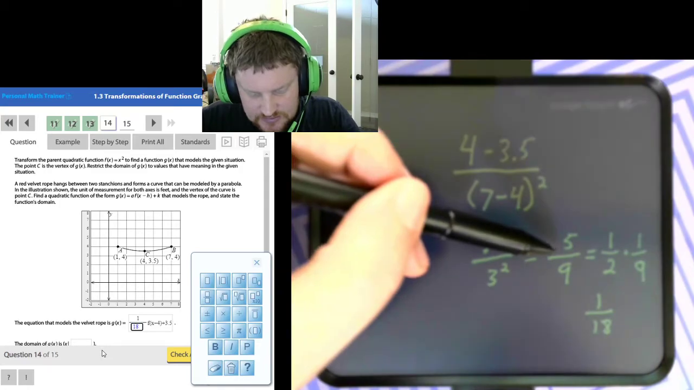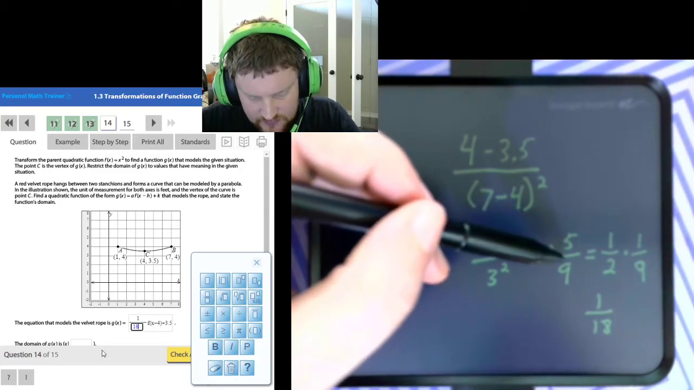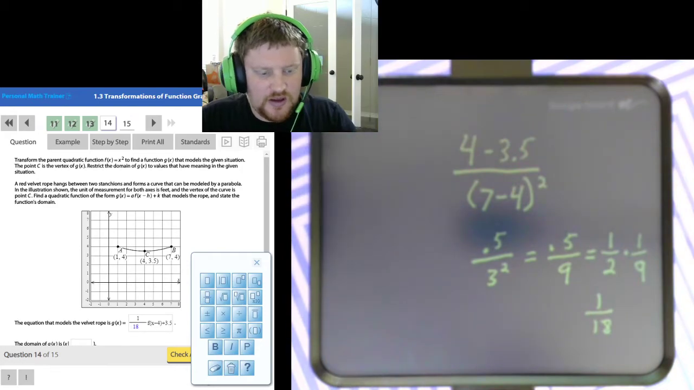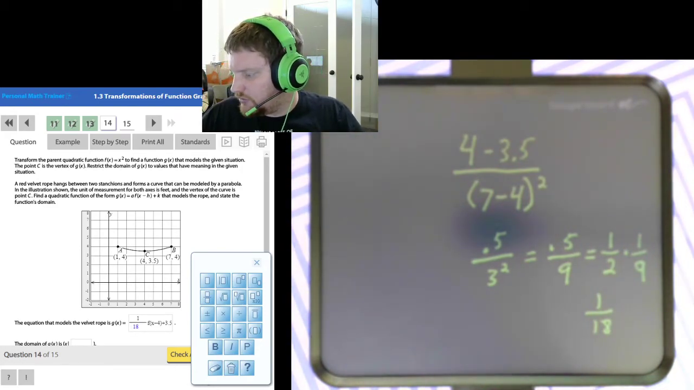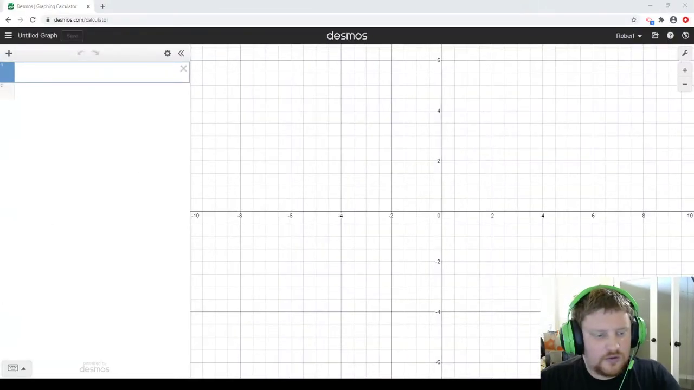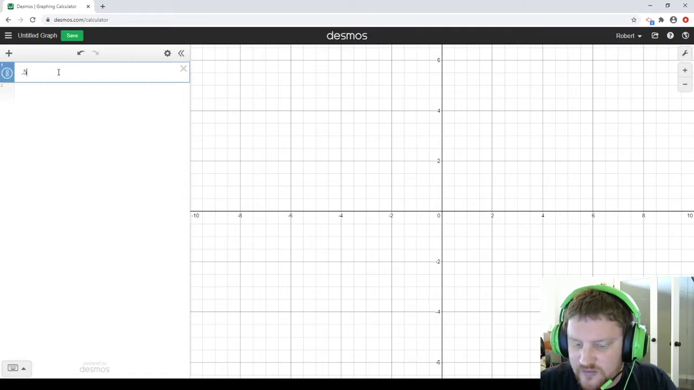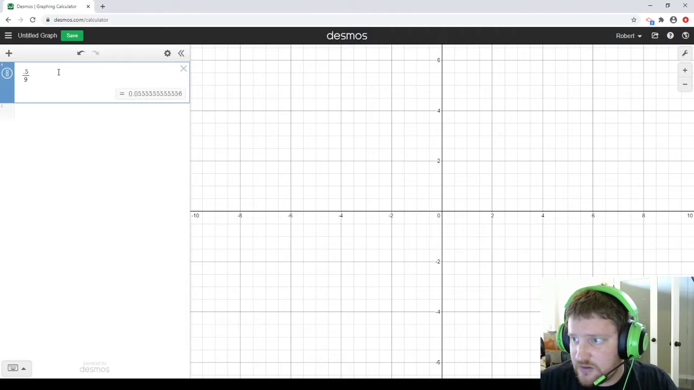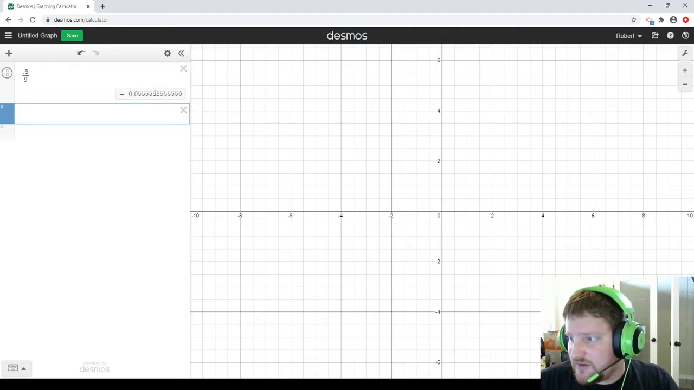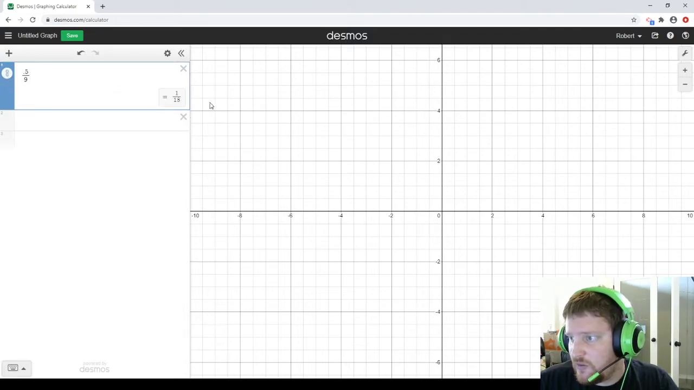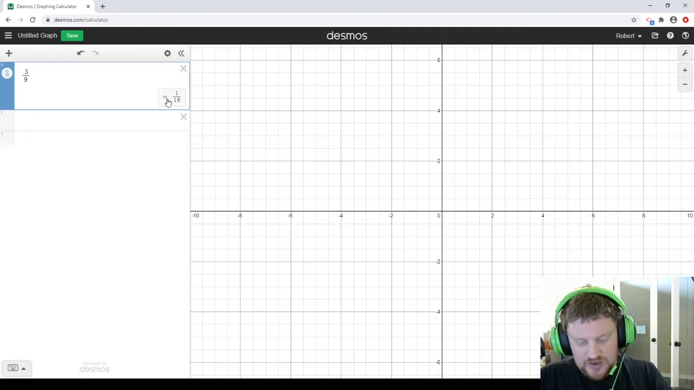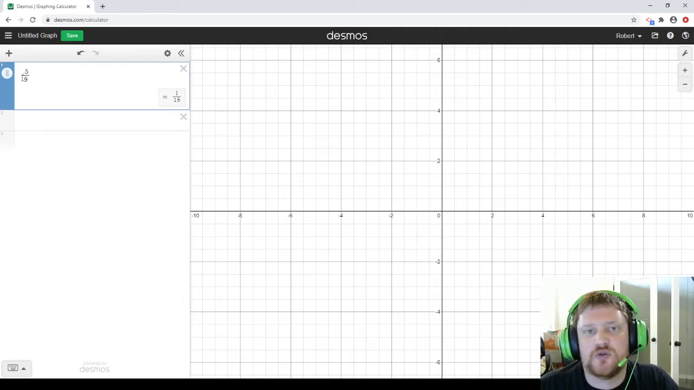The way I did this is you could either take 0.5 divided by 9 in your calculator, and if I did that, let me just pull up Desmos. Desmos, I've got 0.5 divided by 9. But I need this as a fraction. Right here, convert to fraction. 1 over 18. So if you didn't know how to do what I did here, you could have just typed this into Desmos or your TI-84 and told it to convert the decimal it gave you into a fraction, and you would have gotten the same thing.